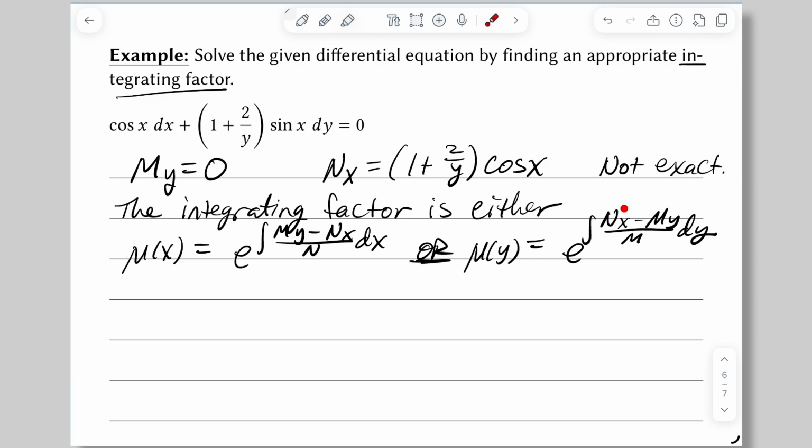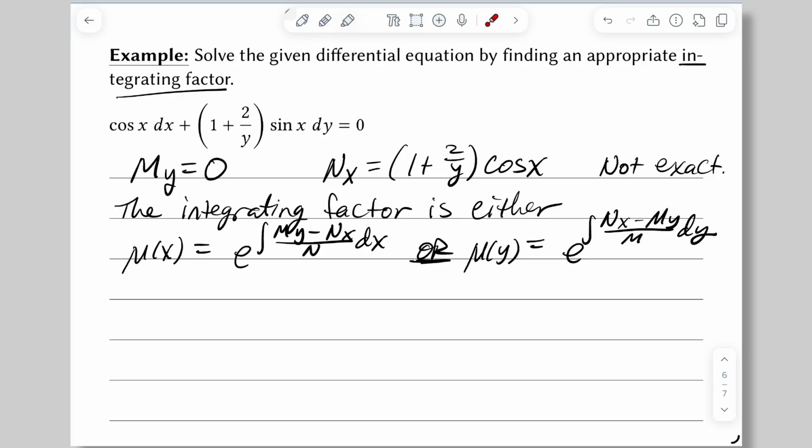Now these are the same Nx and My that we use to find out if an equation is exact, so we didn't waste the work up there. At this point, you may have, say, two questions. One of them is, where do these integrating factors come from? I'll include that in the next video, which I'm going to call optional.